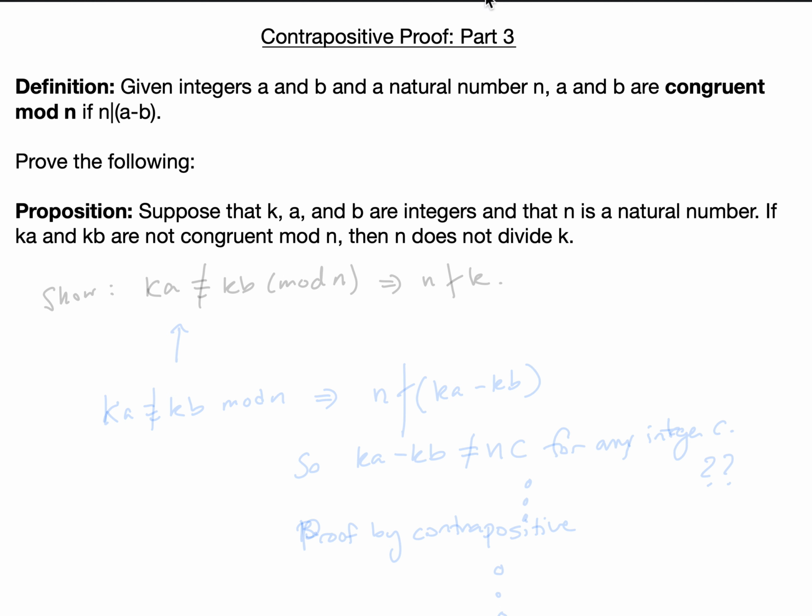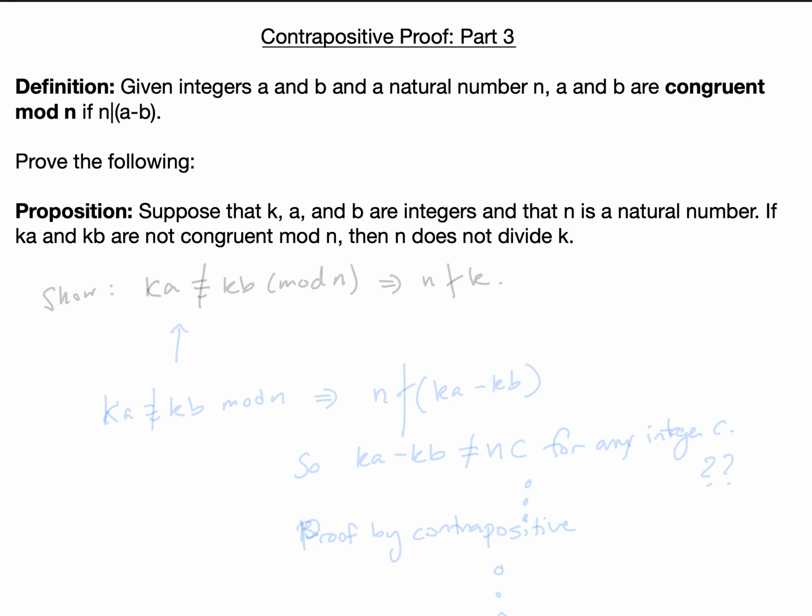In the last video, we learned the definition that a and b are congruent mod n if n divides a minus b. So let's do a proof using this definition. Suppose that k, a, and b are integers and that n is a natural number. If ka and kb are not congruent mod n, then n does not divide k.